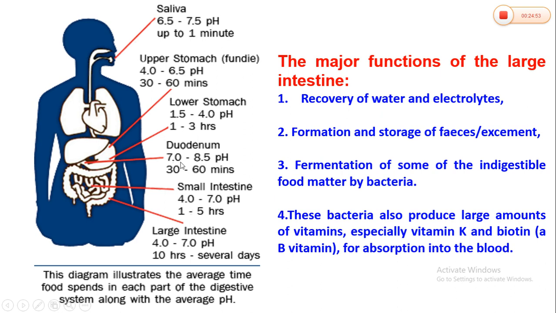7 to 8.5. So now the pH is going towards the basic scale, the alkaline scale. And then of course it goes ahead. Now the food is already in the form of chyme, and it is semi-liquid, and this entire process can take approximately up to 5 hours. And of course in the large intestine, again 10 hours to several days.